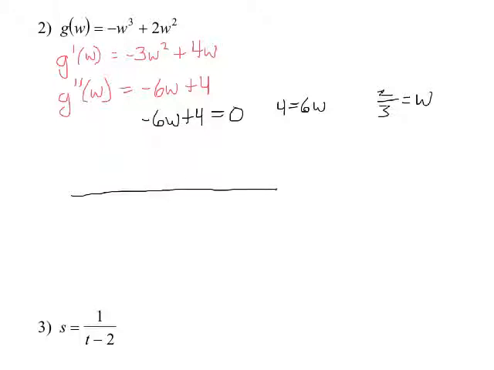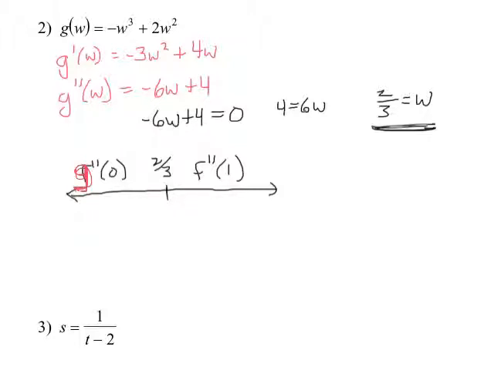Much like our increasing and decreasing intervals, we're going to set up a number line with our potential inflection points and our discontinuities. And in this problem, we only have the one point, so we'll put it at 2/3. And we're going to test on each side of it. So I want to test what is g double prime of 0 and what is g double prime of 1. If we stick 0 into it, we're going to get a positive answer, and if we stick 1 into it, we'll get a negative answer.